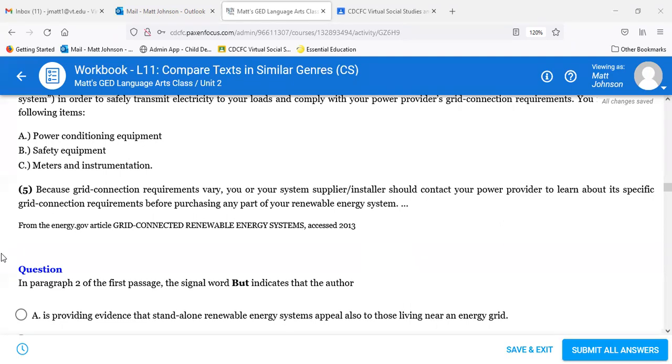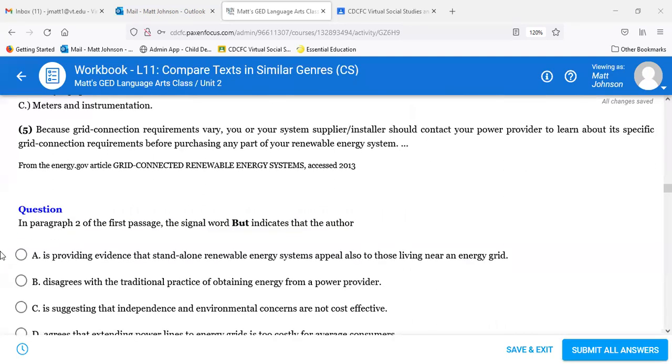How about we go with Grace? Would you read question 7 for us?